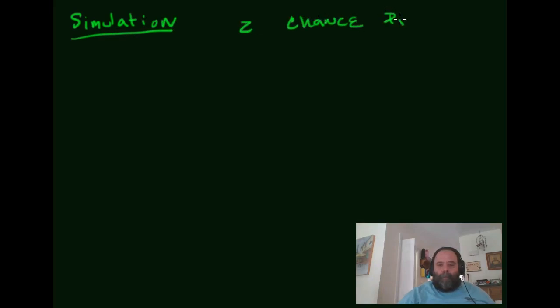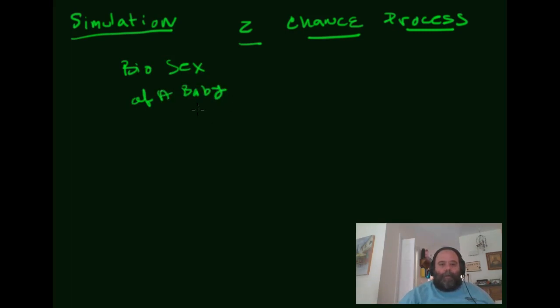All right, so what is simulation? Okay, simulation is where you have two different chance processes. And what you do is, okay, so over here I have my chance process. So let's say the biological sex of a baby, right? The biological sex of a baby is a chance process, right?